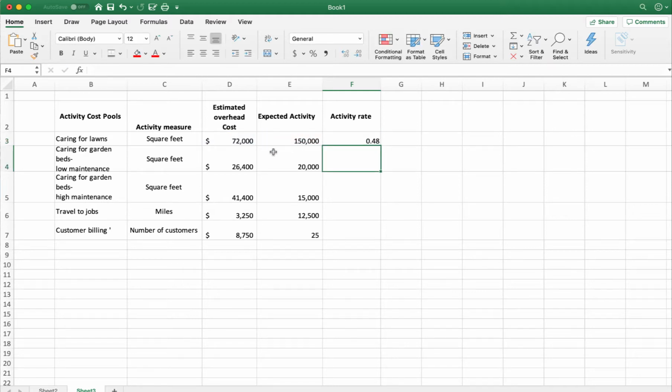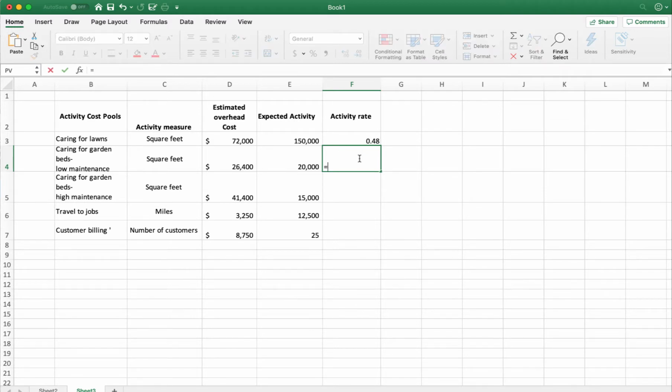48 cents. So basically, we expect to care for lawns, we have some overhead costs for that, right? We expect that we're going to cut 150,000 square feet of lawn this summer, okay?